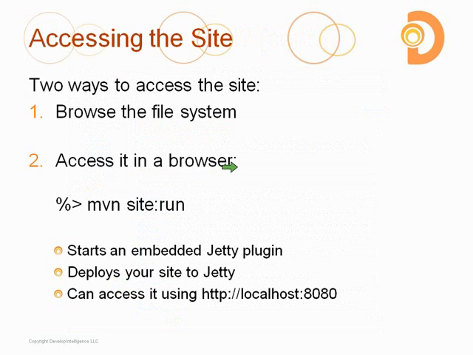If I want to have the site quote unquote run in a browser, meaning I'm going to deploy it to a web server, I can just use this Maven site:run goal. So I run the run goal associated with the site plugin, and that's going to start up Jetty for me, deploy the site to Jetty, and then I can access it using my localhost.